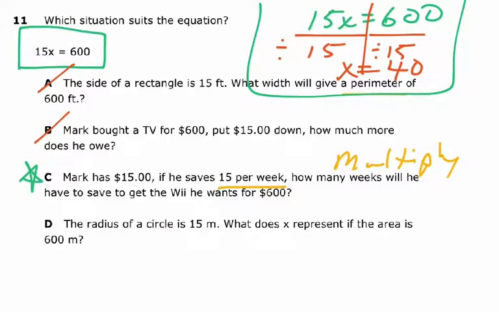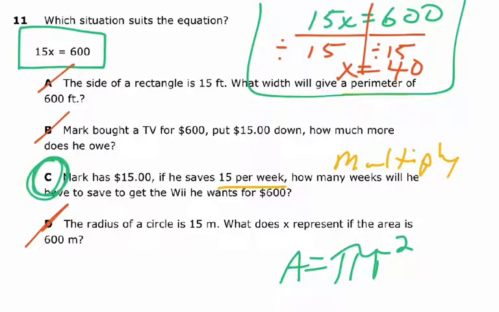The radius of a circle is 15 meters. What does x represent in the area? Is 600 m. Okay. Well, first off, we haven't done a lot with circles yet, but the area of a circle is pi r squared, and I don't see that in this formula. You have to use that formula, and that doesn't show up right here in our equation. So that seems like the far out answer choice. So the best answer is going to be C for question number 11.